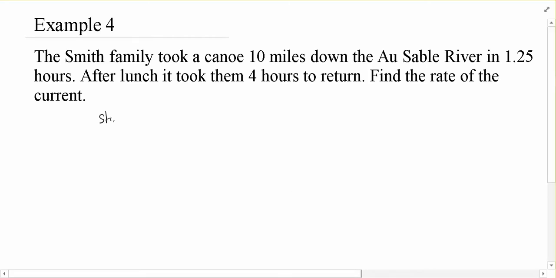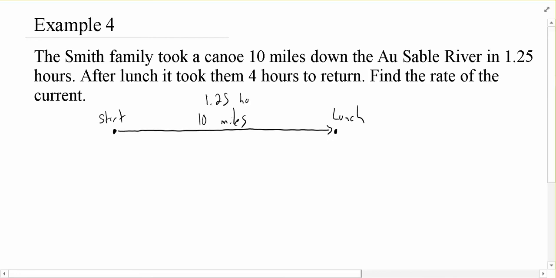So we're starting at some location here. We're going to go for, it says 10 miles. And then we're going to have lunch here. Those 10 miles took us 1.25 hours. Now after lunch, we're going to go back to where we started from. It's going to take us 4 hours.